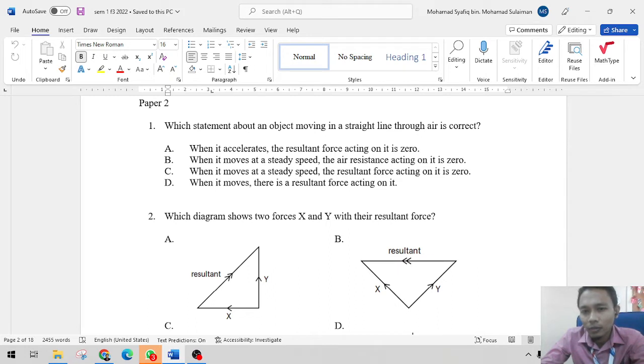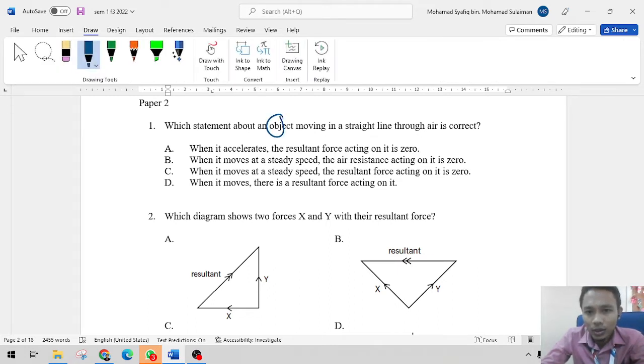So we have an object moving in a straight line through air. It can be that the object is moving horizontally or the object is falling. When it accelerates, this one is from the equation F equal to ma. So if a is not 0, the force is not 0. When it moves at steady speed, is the air resistance acting on it 0? Not necessarily. See, when it moves at steady speed, the resultant force acting on it is 0.